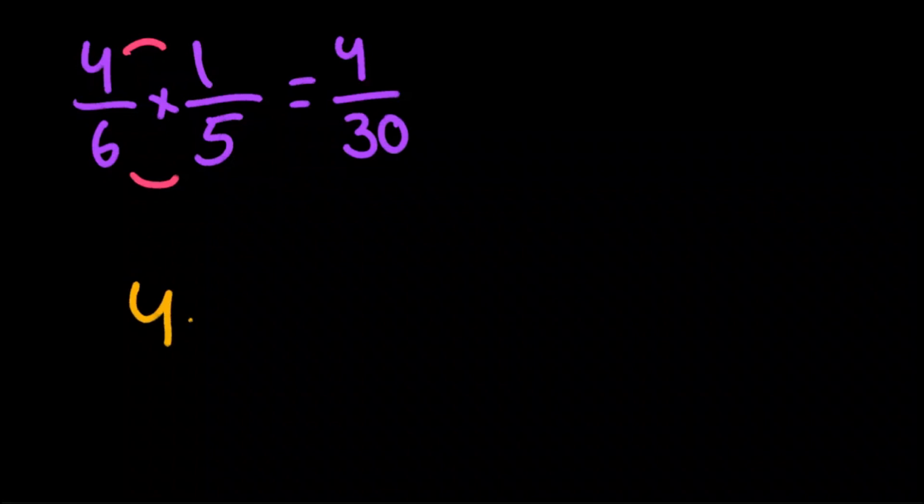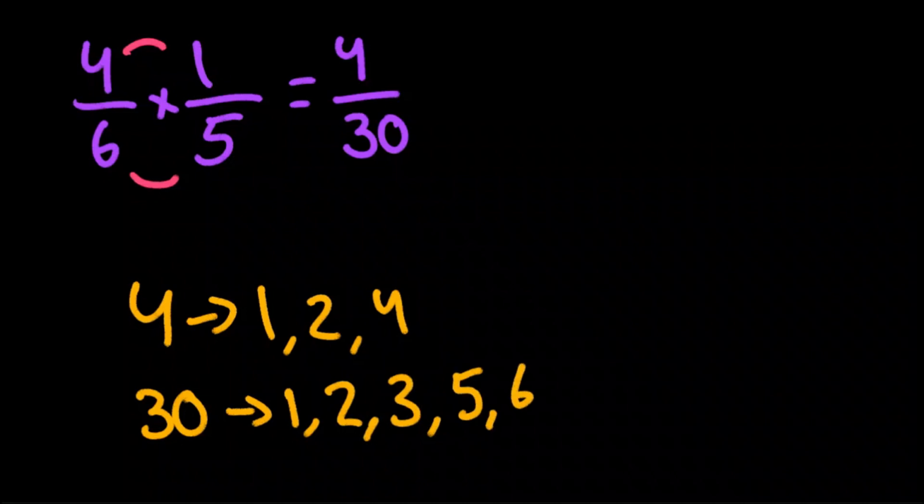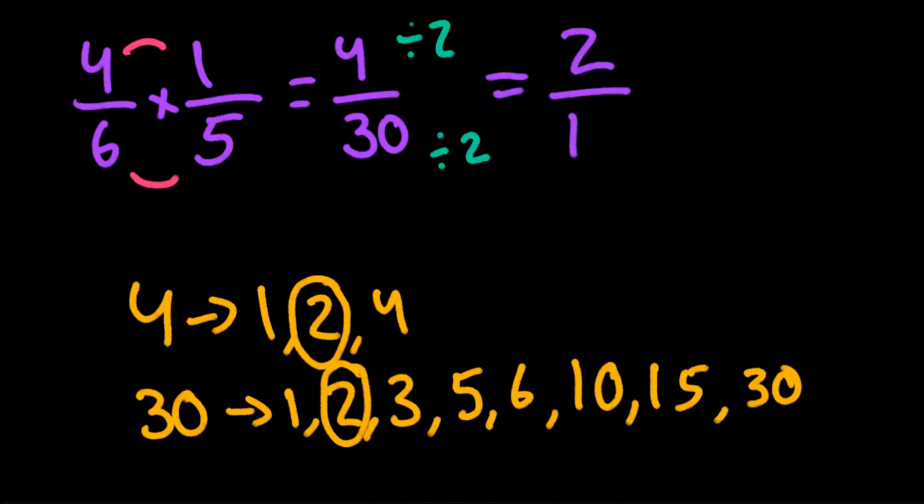The factors of 4 are 1, 2, and 4, while the factors of 30 are 1, 2, 3, 5, 6, 10, 15, and 30. The greatest common factor here is 2, so we can divide the top and the bottom both by 2. This gives us our final answer of 2 over 15.